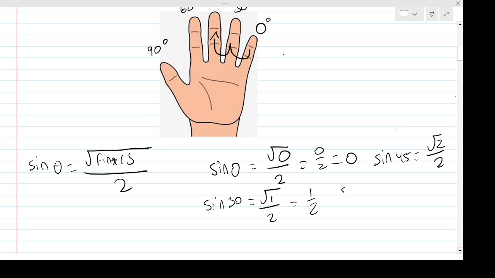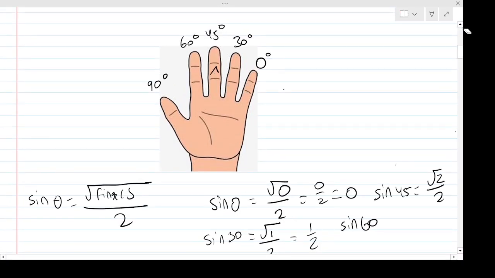Then what if we want sine 60? Well, again, we start at 0, but to get to 60 then, we'd have to move 1, 2, 3 fingers, okay? So that'd be root 3 over 2.